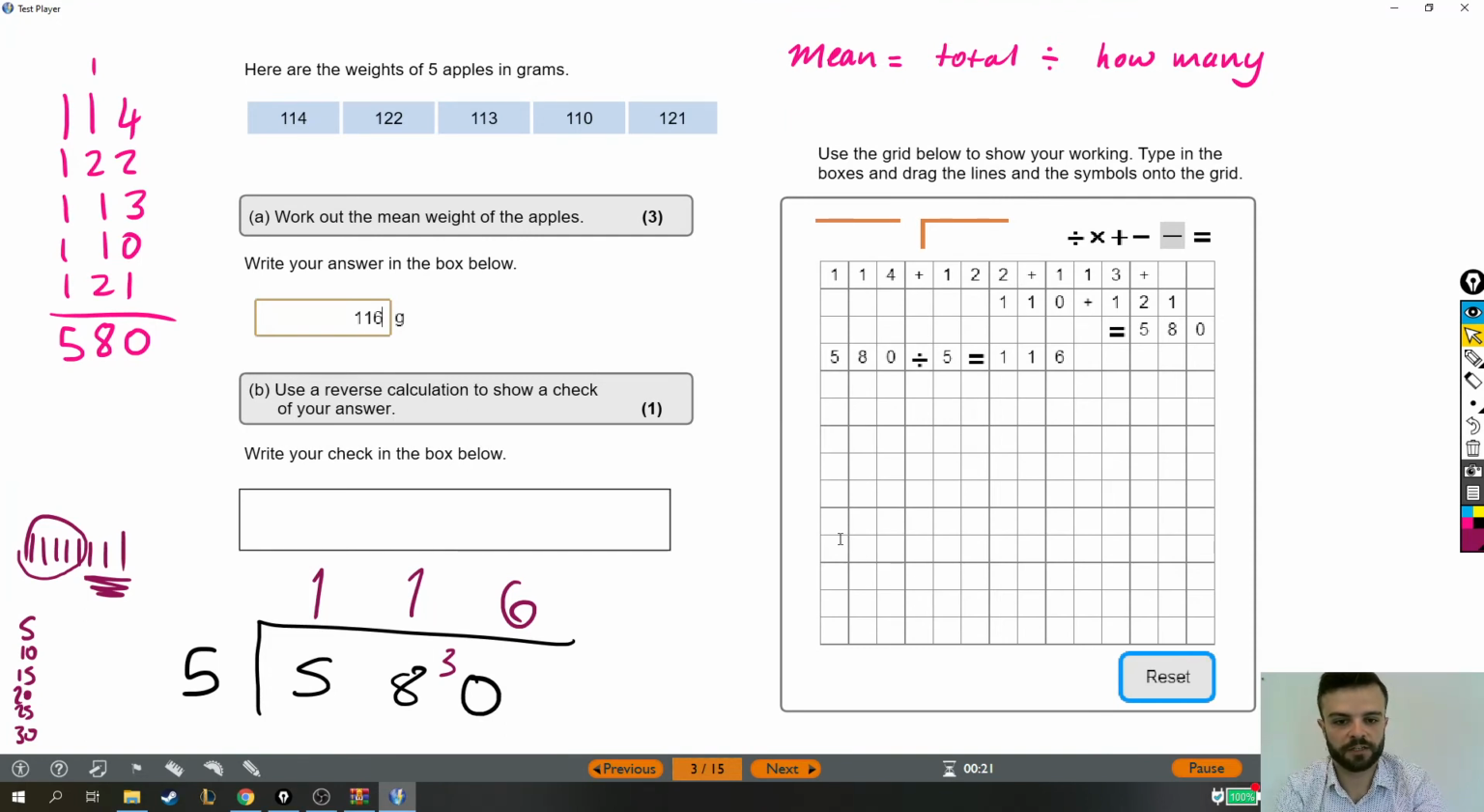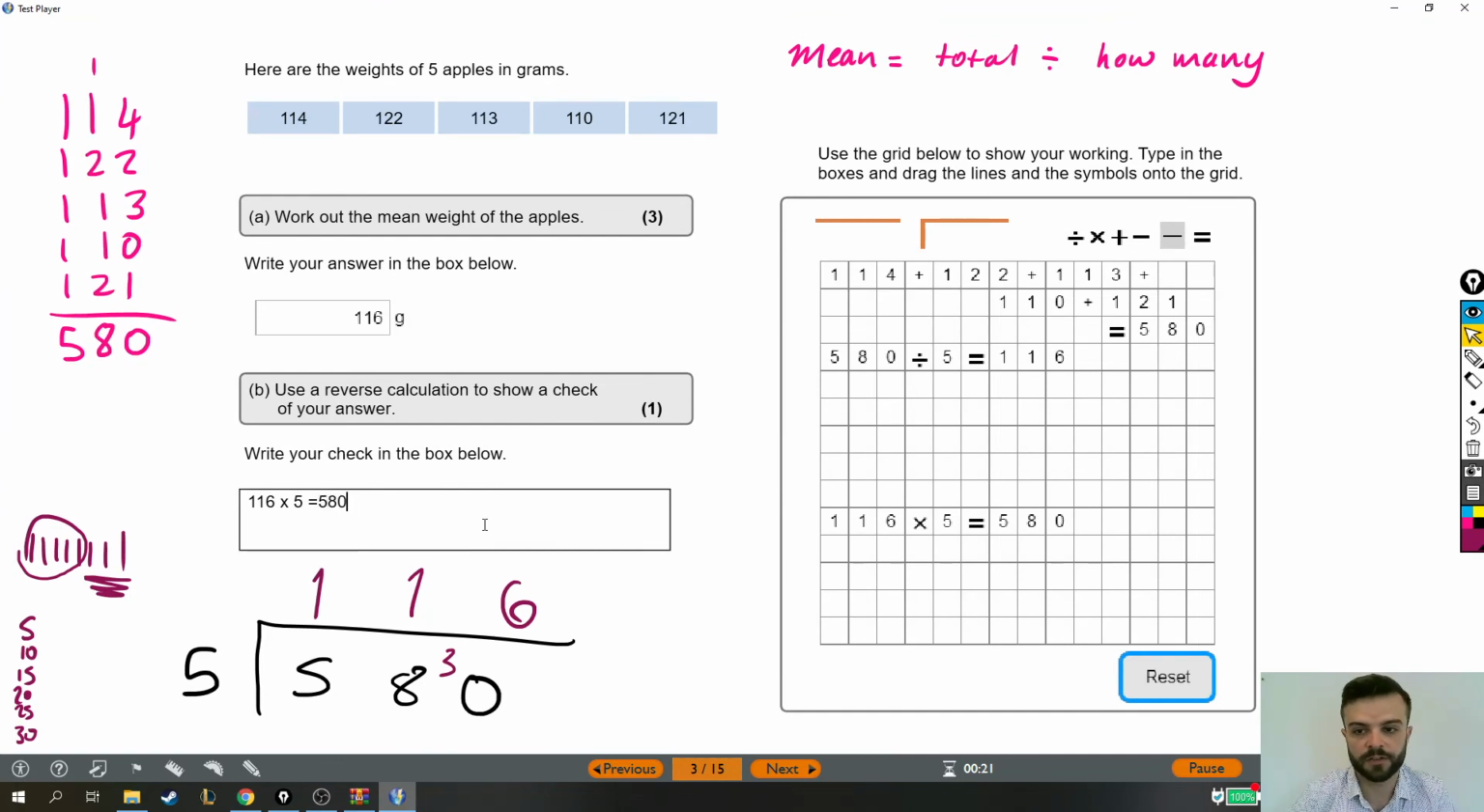So to do a reverse calculation, what we do is we start with the answer, which was 116, because we're checking this part of our calculation. We start with the answer, and where before we divided by 5, now we are going to multiply by 5. And 116 times 5 does give you 580, which means our original calculation was correct. So I'm going to write that in the answer box because it does say show your check in the box below. So what we did is 116 times 5 equals 580. And there you have it.